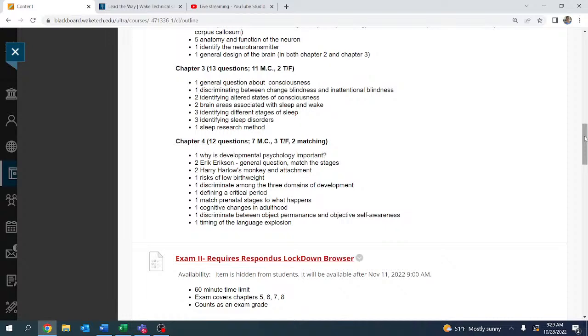Okay. Now, I have two questions about Harry Harlow's monkeys and attachment. Remember this, Hannah. What Harry Harlow showed with his monkeys was that monkeys bond to their mother out of love, not because they are hungry. That was the most important point from his study.